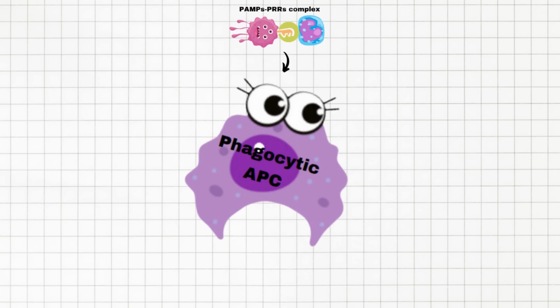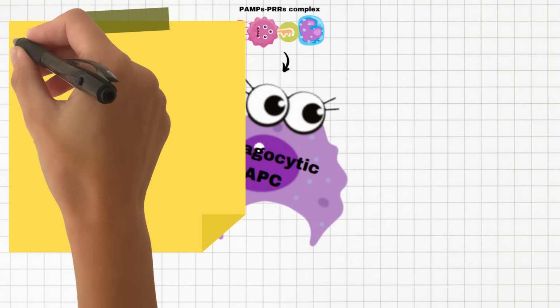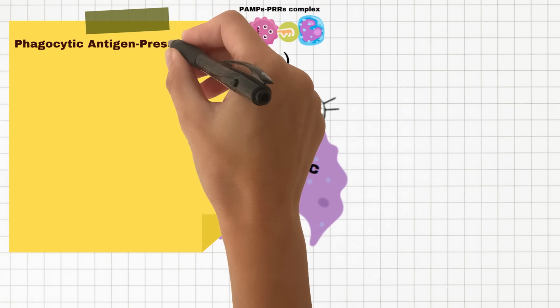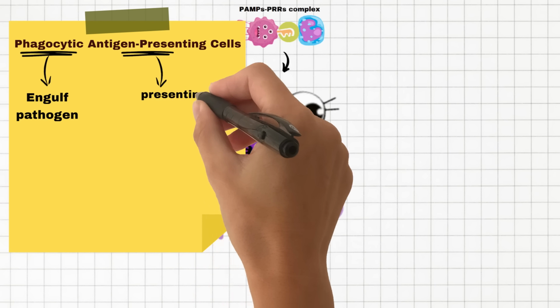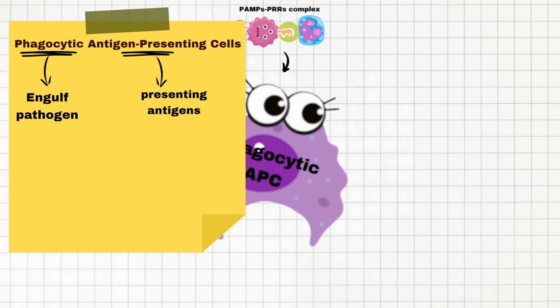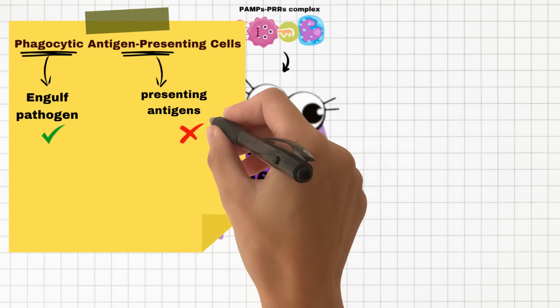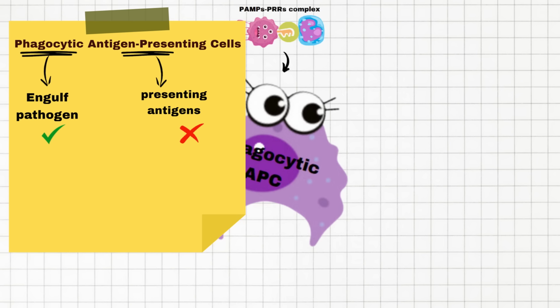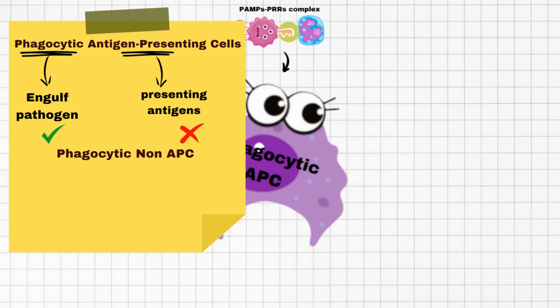Why do we use this term? Let's bring one sticky note. This term, phagocytic antigen-presenting cells, helps to clarify the roles of these cells in both engulfing pathogens and presenting antigens to the adaptive immune system. There are other cells that can phagocytize pathogens, but can't present antigens to the adaptive immune system. These are called phagocytic non-antigen-presenting cells, like neutrophils.